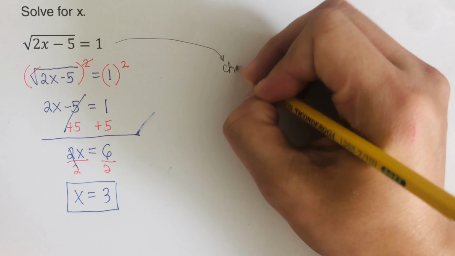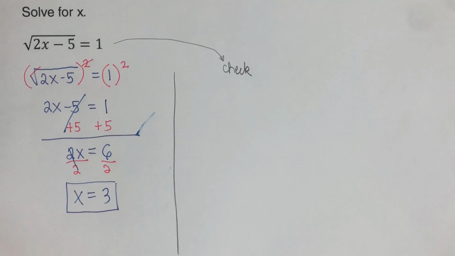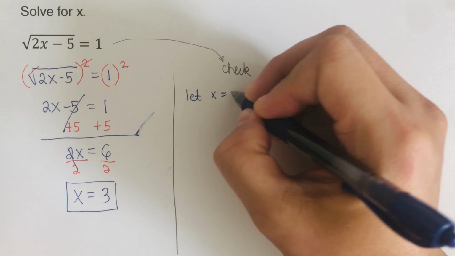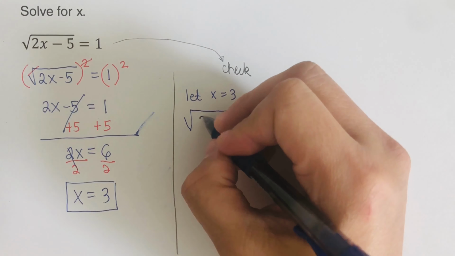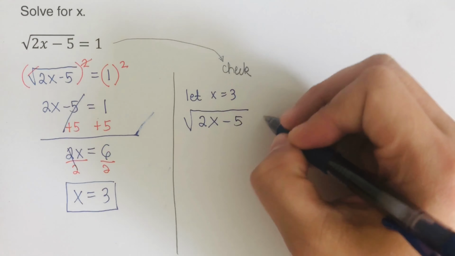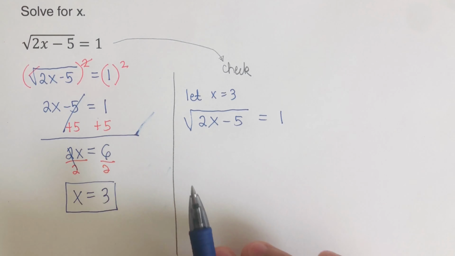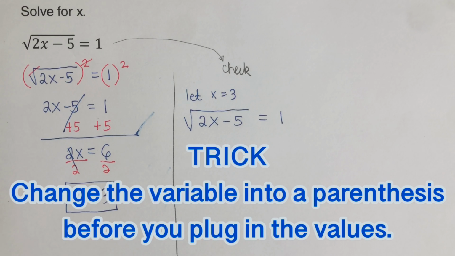So we are going to check this. We let x equal 3. I'm going to write the original equation right there: the square root of 2x minus 5 equals 1. Again, the trick in checking our answer if it's correct is to change the variables into parentheses before we plug in the values.